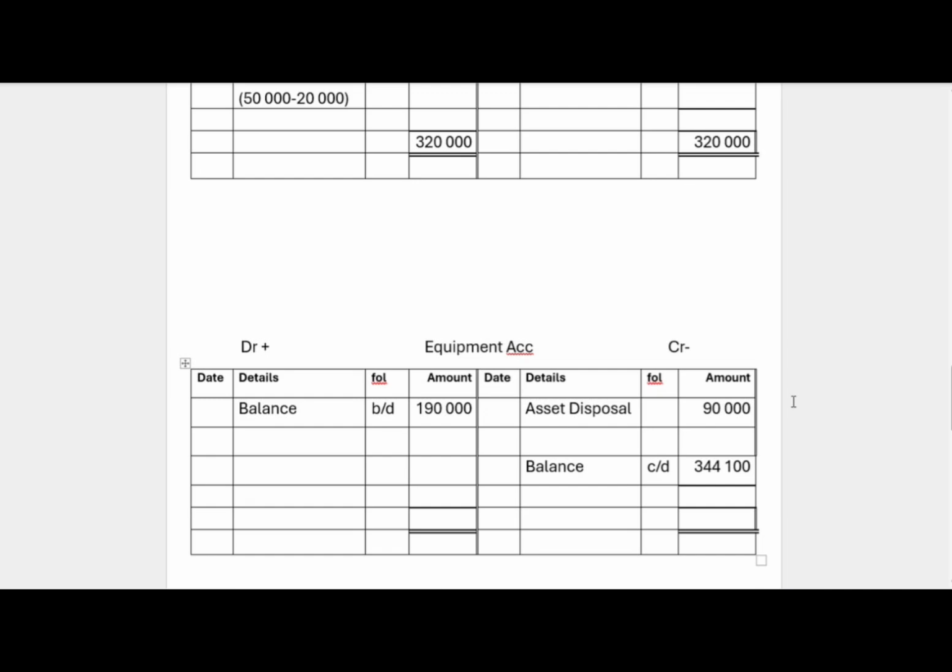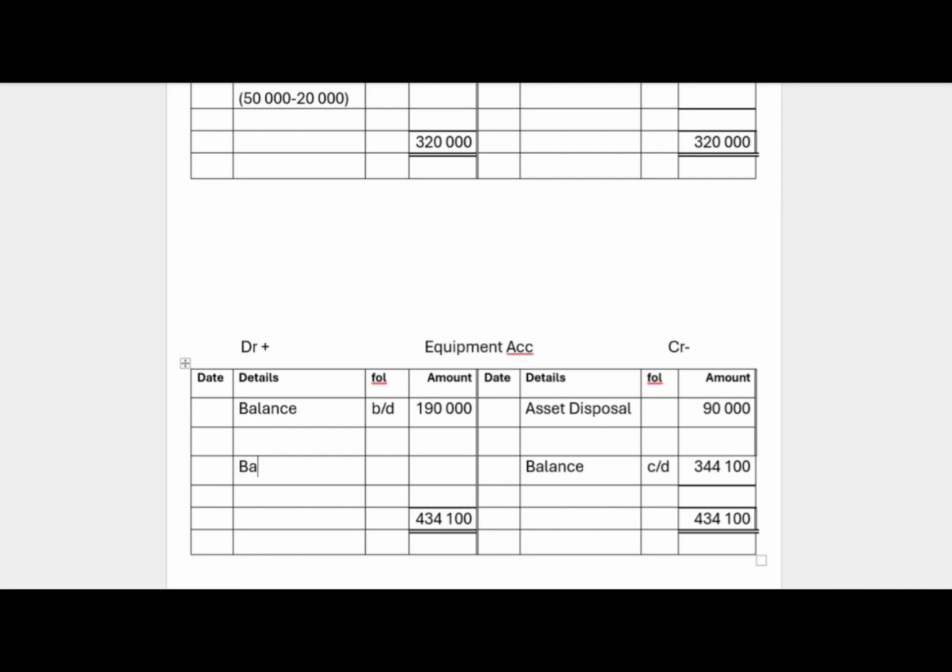And then which side is bigger? By the look of things, the credit side is bigger, right? So we are going to balance the sides. So it means we have to add the two. We have to say 90,000 plus 344,100. Okay, I am getting 434,100, which is our total, right? And then we minus 190,000. Then the difference, I'm getting 244,100.